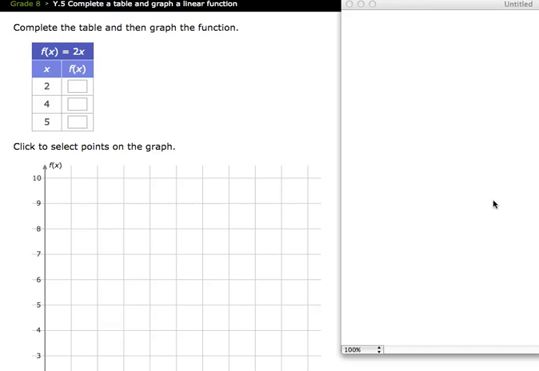So this is how you do an example from 8y.5. First, you got to fill in this table here. That's the first part it's asking you to do. You got 3 boxes to fill in. And it's saying f of x equals 2x.